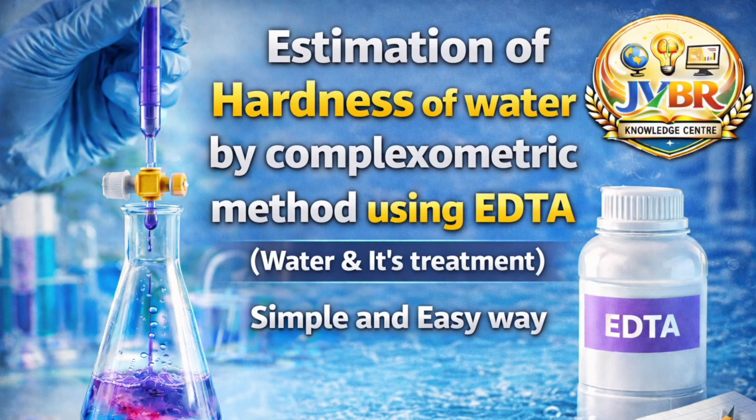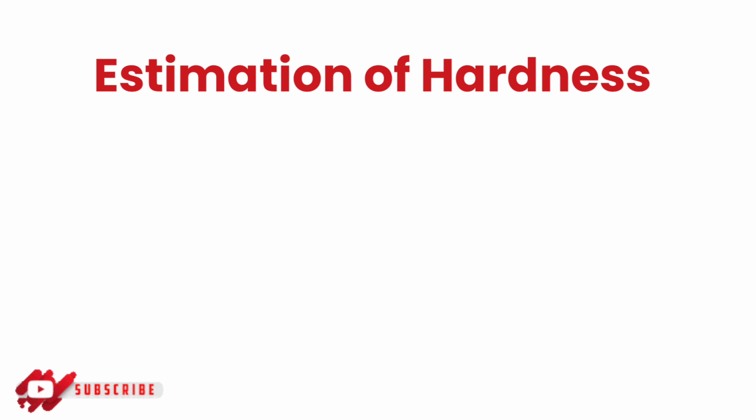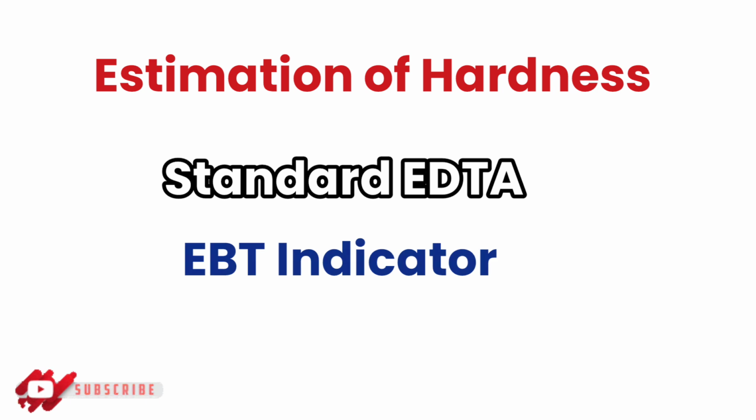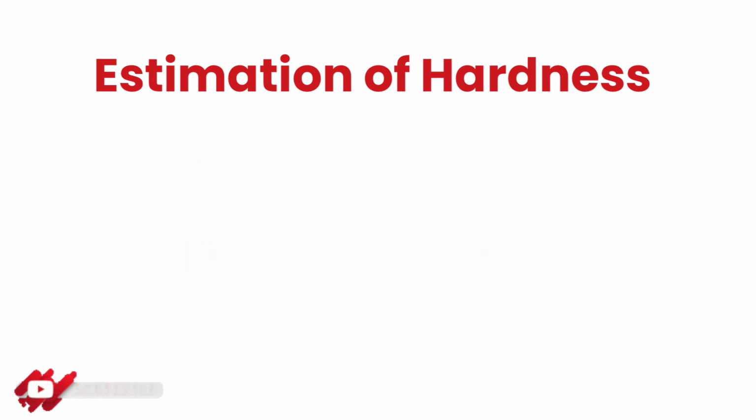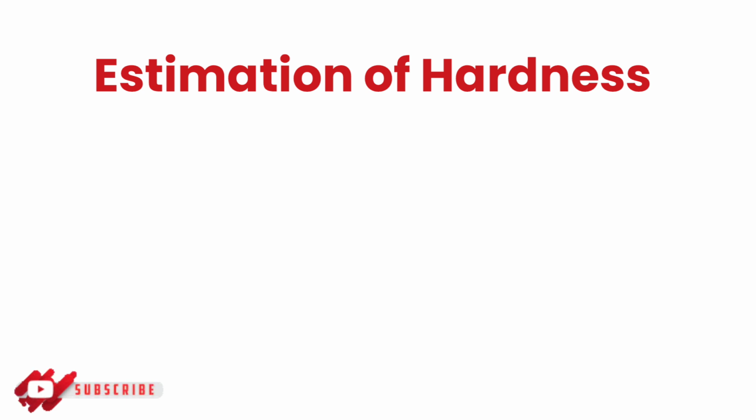Now I am here with the new topic, estimation of hardness of water by complexometric method using EDTA. Estimation of hardness of water. This analysis is done by complexometric titration using standard EDTA and EBT as an indicator. In this analysis, you have to write the structure of EDTA, the principle, procedure and calculation.